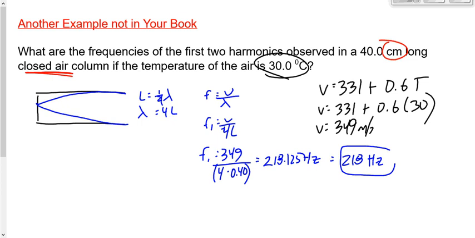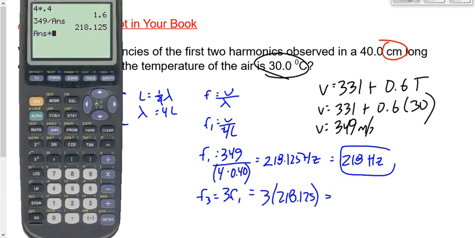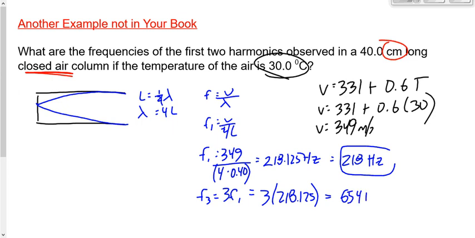By 3. The first two harmonics are the first harmonic and the third harmonic. There is no second harmonic. Remember, if both ends are the same, all of them. If both ends are different, like we have here, then only the odds, no evens. So we're going to say 3 times 218.125 gives me a value of 654.